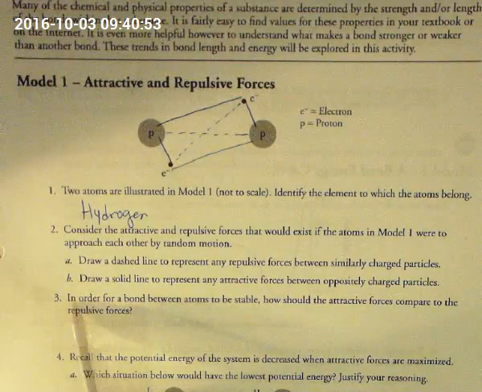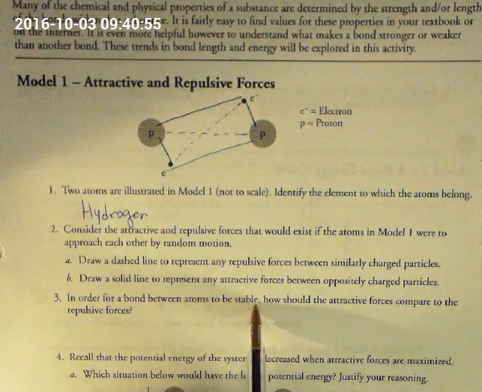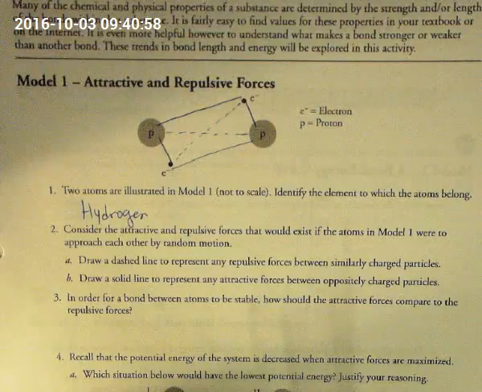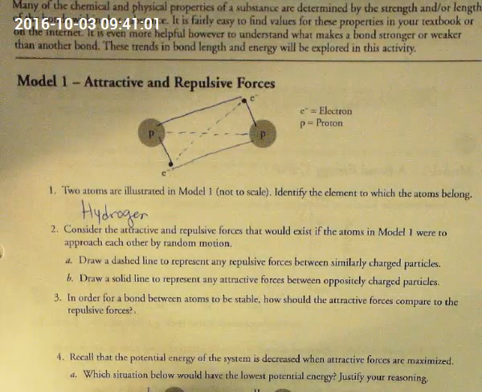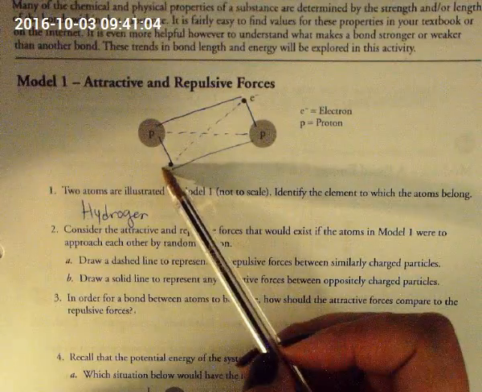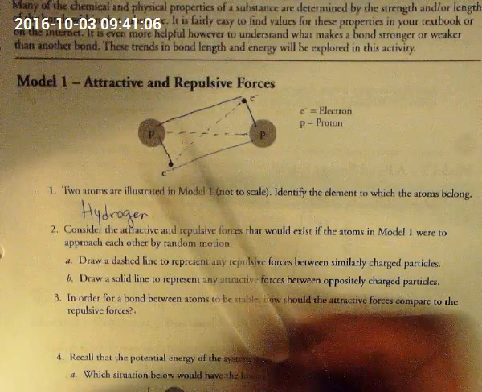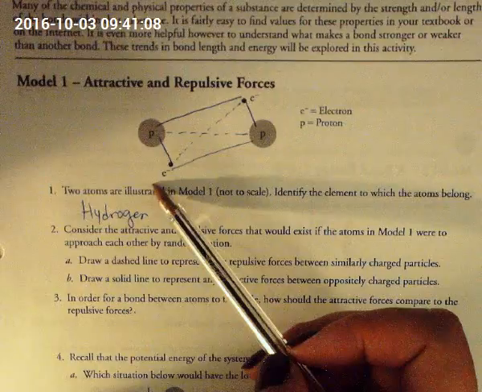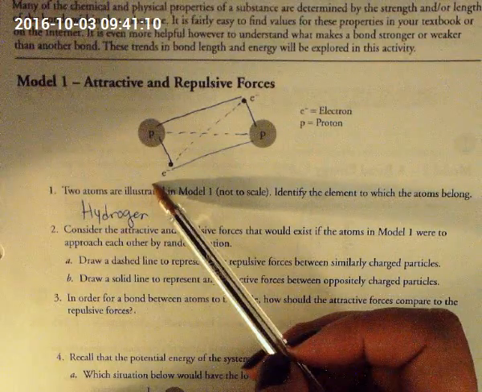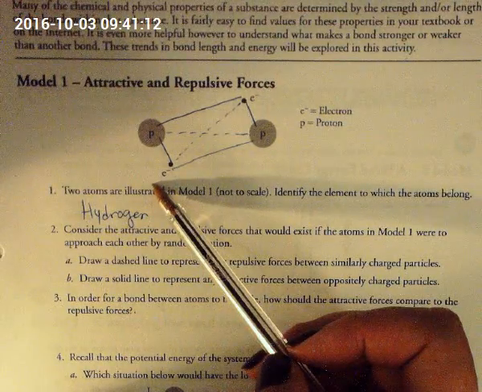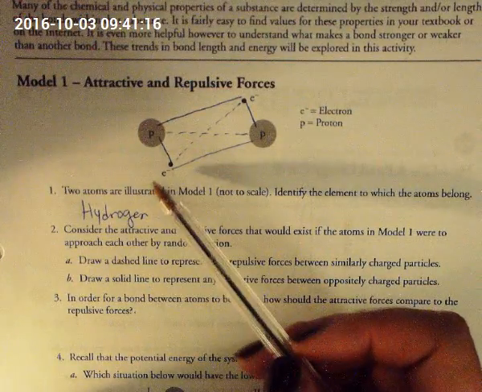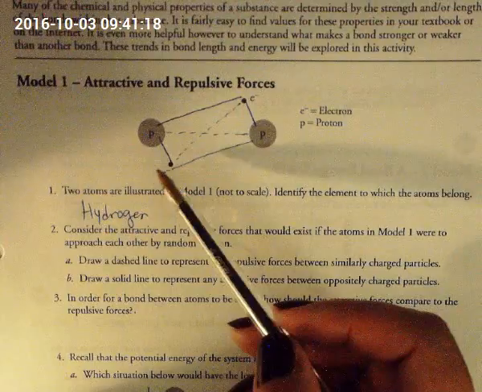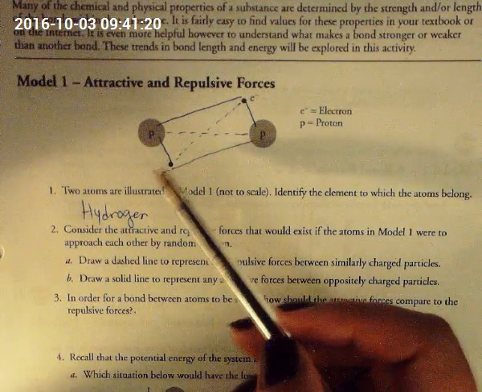All right, it says, in order for a bond between atoms to be stable, in question number 3, how should the attractive forces compare to the repulsive forces? So this hydrogen atom, right? You guys know it doesn't exist as a single atom in nature, right? That's not stable. How come? It doesn't have a full valence shell, right? The electron configuration for hydrogen is 1s1. What does it really want? 1s2.